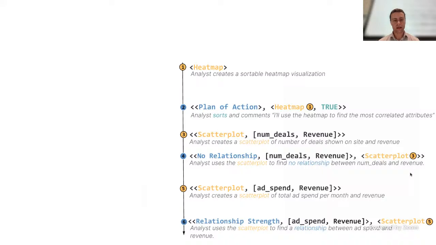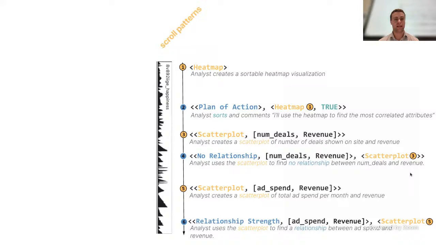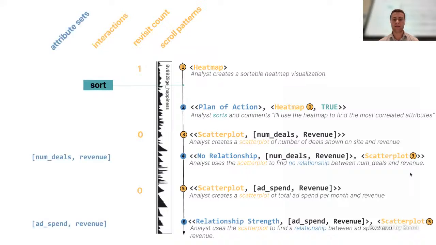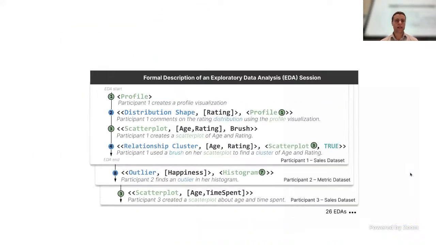We can also encode additional information about Alex's EDA session, such as what scrolling patterns Alex experienced when he was exploring his data, how frequently he revisited particular types of charts in his analysis, the specific interactions that Alex had, and information about the observations that Alex made, such as which attributes inside of his data set Alex was focused on. We use this formalism to code 26 EDAs that average about 75 nodes in total per EDA session.